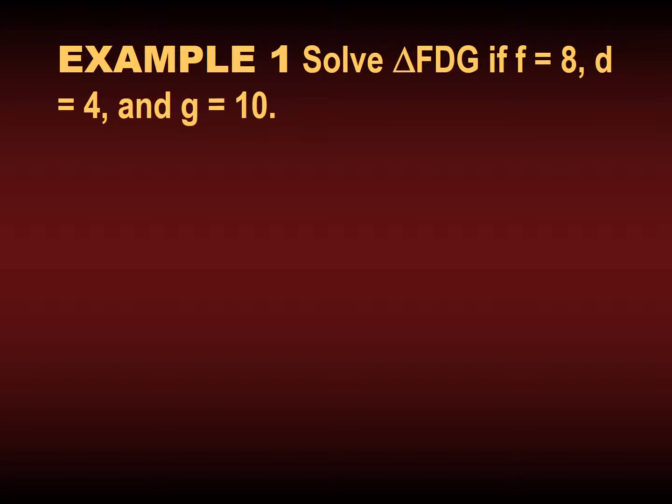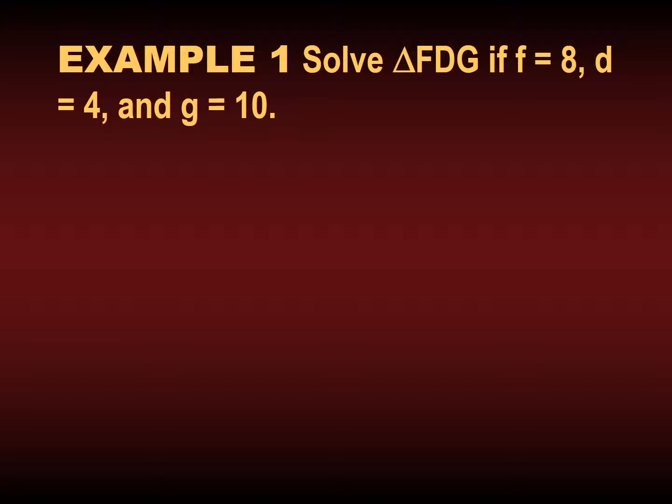So let's look at example 1. We have triangle FDG, so that means we have angle F, angle D, and angle G. And we have the measurements of the three sides. Side f is 8, d is 4, and g is 10. So the first thing we want to do is solve for one of our angles. Let's solve for angle F.